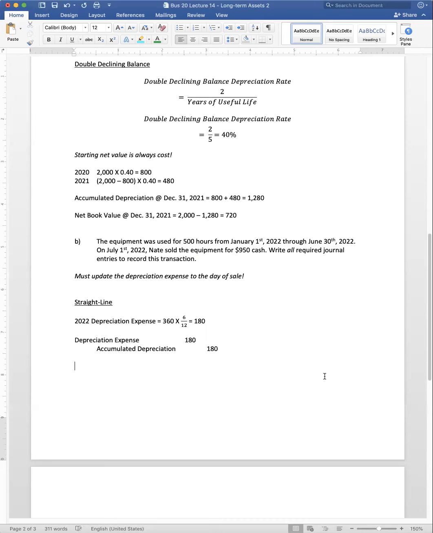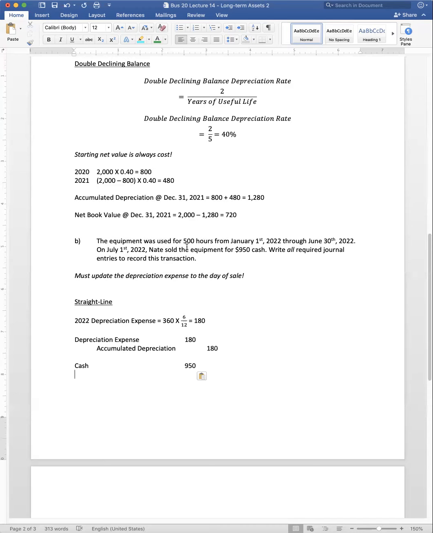All right, so now that we have updated the depreciation, we can actually do the journal entry to record the sale. Okay, so let's think about it. What's going to be in the journal entry to record the sale of equipment? Well, the obvious thing is $950 cash. So we know that we're going to have a debit to cash for the company of $950.